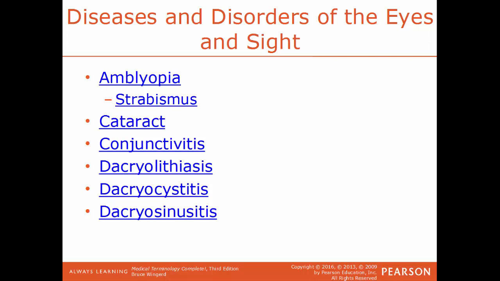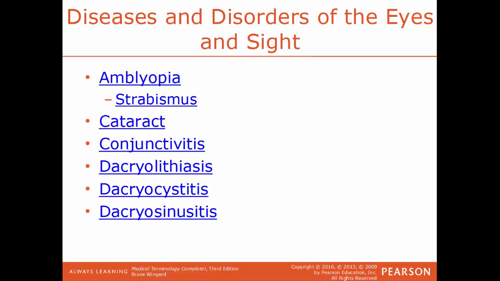This is the inability of the eye to become aligned properly because there's an imbalance of the muscles of the eyeball. Cataract, this is a medical condition where the lens of the eye is becoming more and more opaque, more and more clouded over. So this will lead to blurred vision and eventually complete blindness.